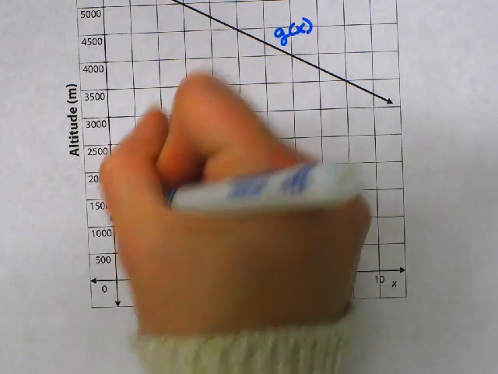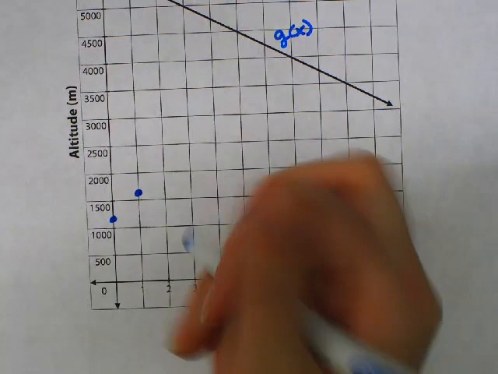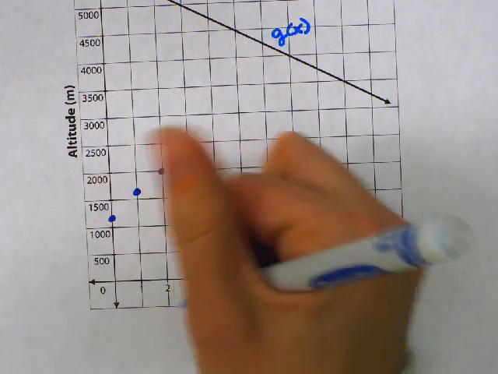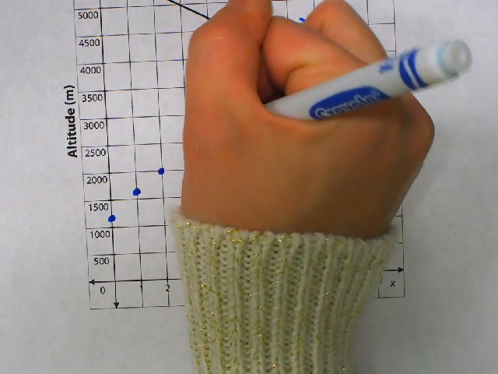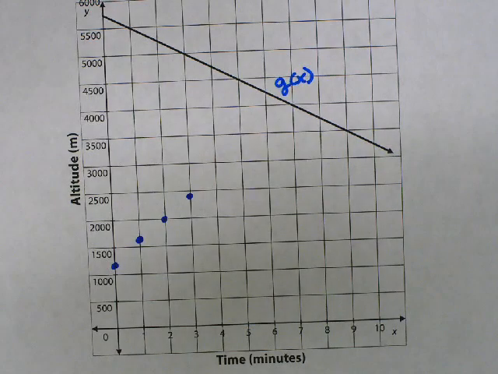So over 1, just a little over this guy. 2 is 2000. 3 is 2400. From there I can kind of see my line. I'm just going to go on ahead and connect it.